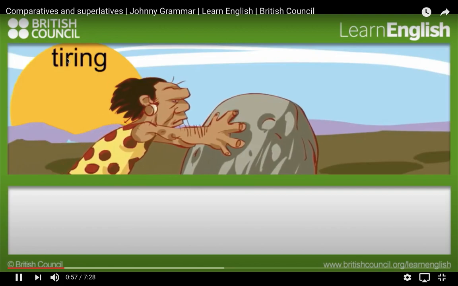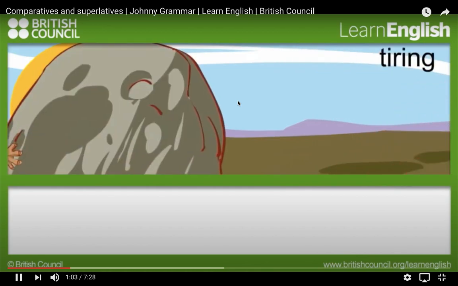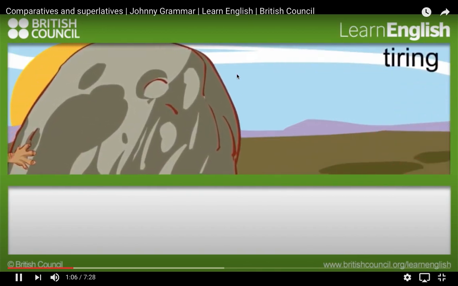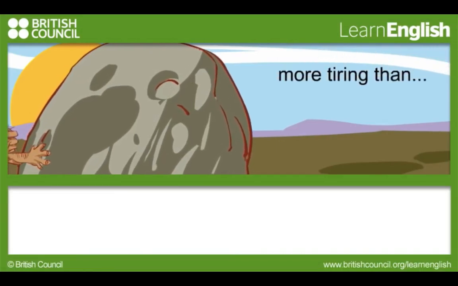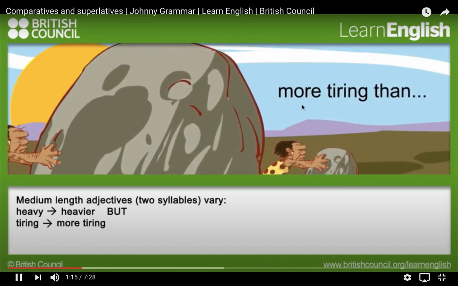The adjective tiring comes from tired. He is tired from pushing the stone. It's tiring. Look at what will happen to the adjective. We add more and than. So, it's more tiring than. Look at these adjectives. When we had heavy, we remove the y and put ier. But when we have tiring, we put more tiring than. Notice the difference of these adjectives.